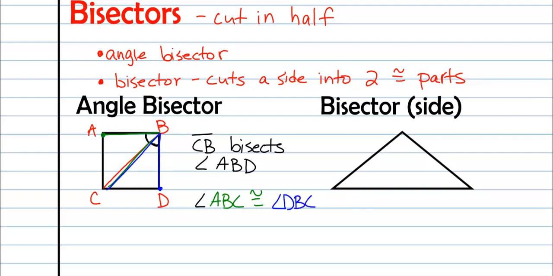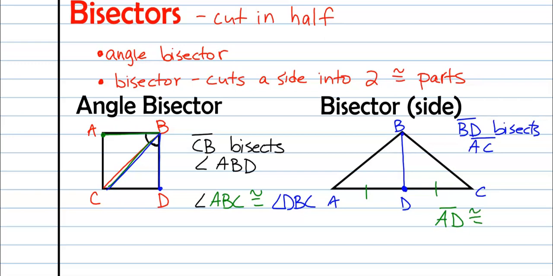All right. And then a regular bisector would cut a side in half. So again, we'll add some letters. I'll go A, B, C, and D. So if I said that BD bisects AC, that would mean that we created two congruent parts. So now we could say segment AD is congruent to segment DC.